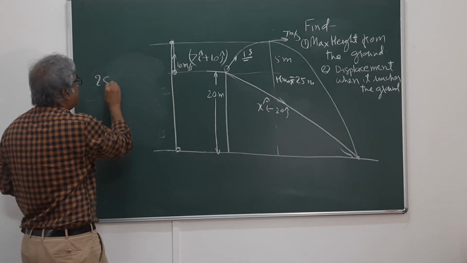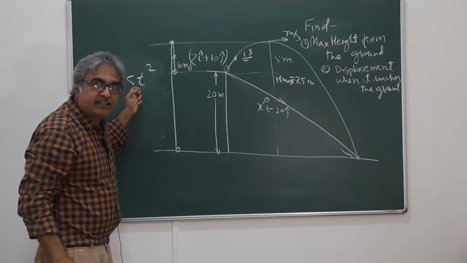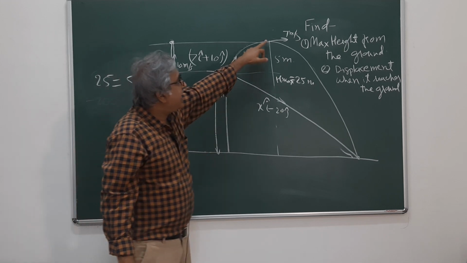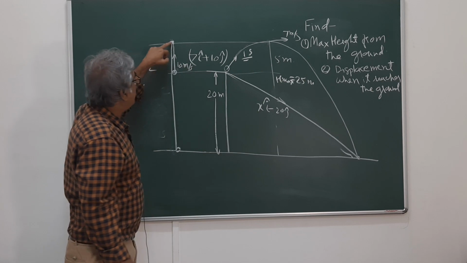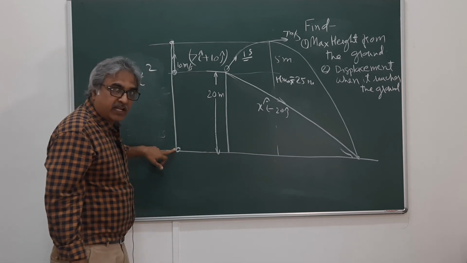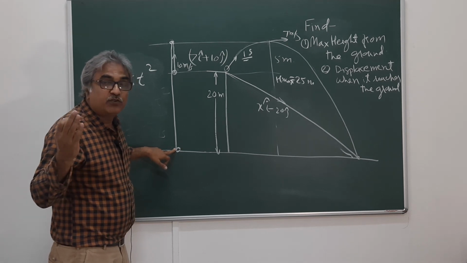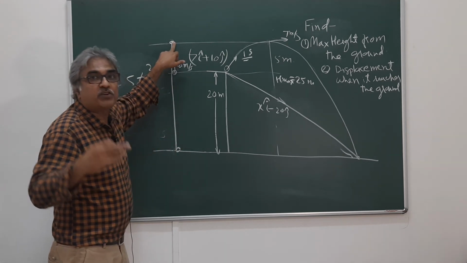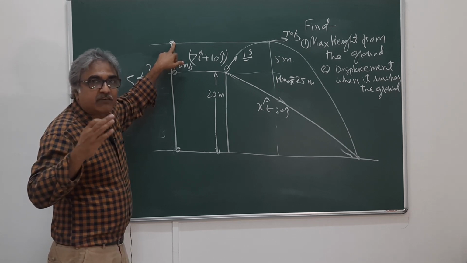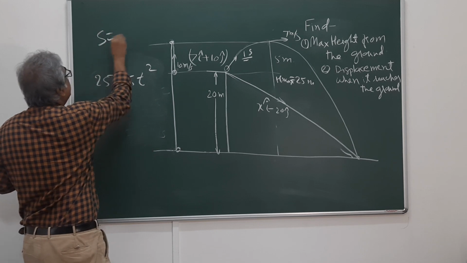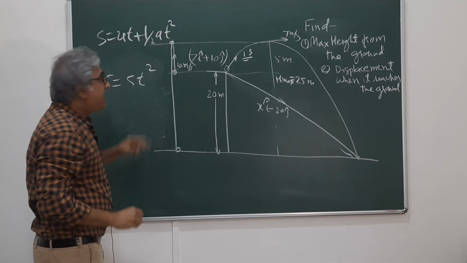So we said that 25 is equal to 5t square. Now how did we get this? It is essentially, we say that S is the vertical displacement. If you drop a ball from here, vertical displacement is 25. So S is equal to ut plus half at square, right? U is the initial velocity, which is 0. So let me do this. S is equal to ut plus half at square.